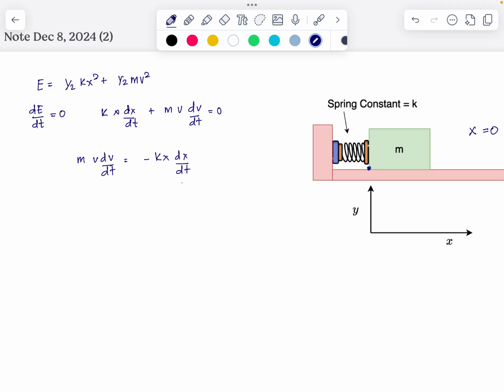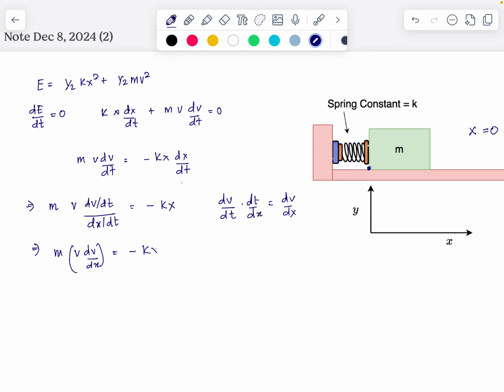Rearranging this a little bit more by dividing by dx/dt on both sides, we get mv times dv/dt divided by dx/dt equals minus kx. Now dv/dt divided by dx/dt can be written as dv/dx. So here m times v times dv/dx equals minus kx.